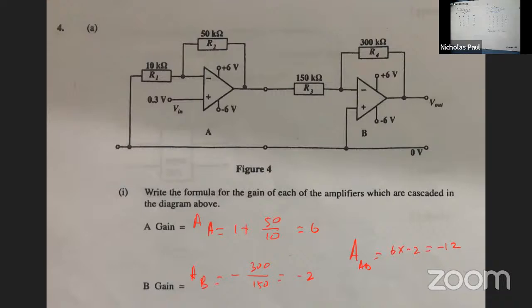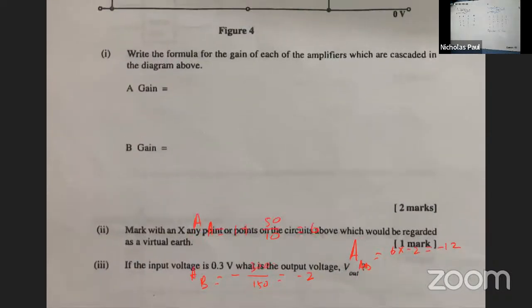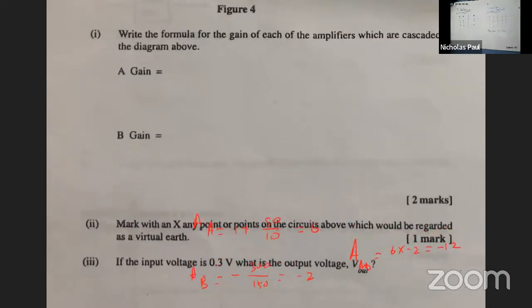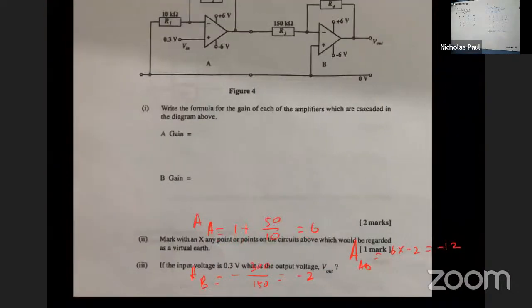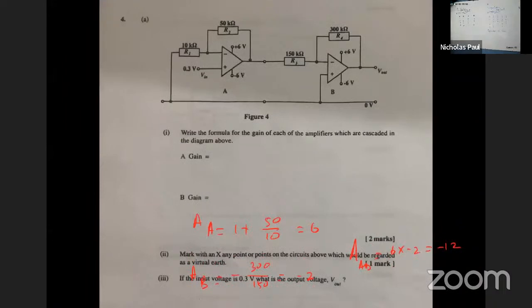Nice. Any questions online? Good job, Katrina. It's minus 12, so overall you'll get a negative output. Still have 2 more little parts there. Let's finish that now. Mark X to represent any virtual Earths and then find the output when the input is 0.3.